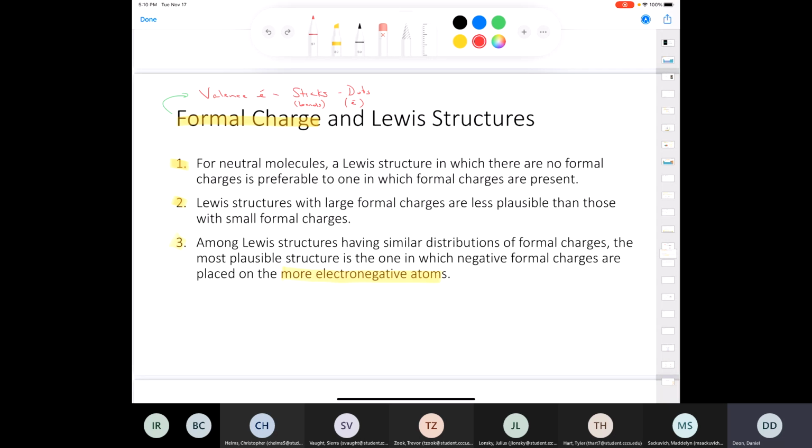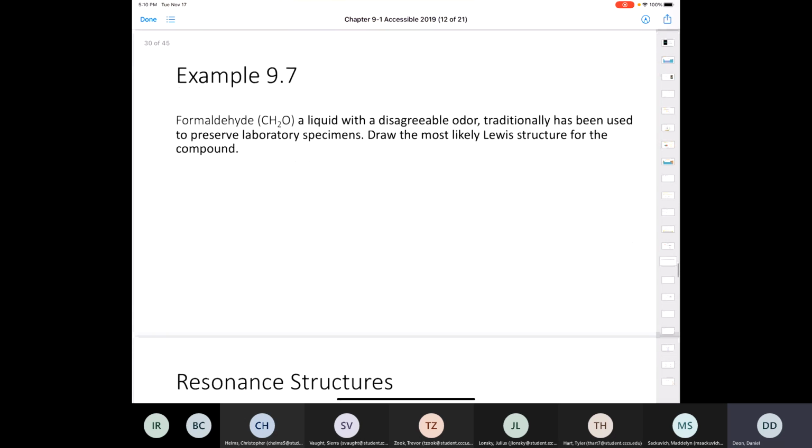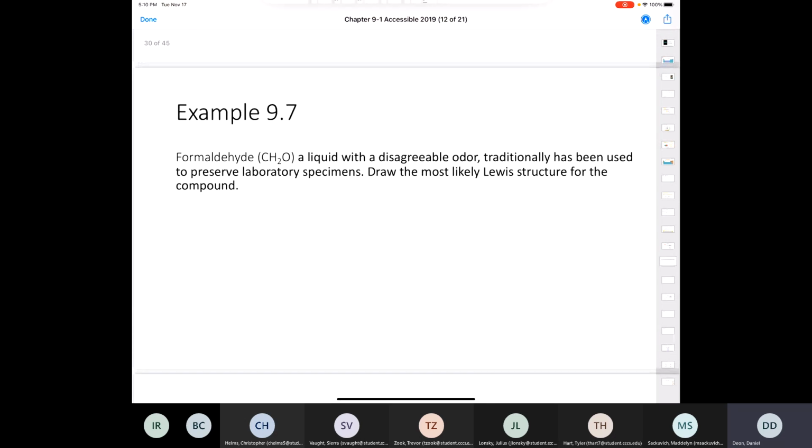So let's take a look at the example of formaldehyde. It says formaldehyde, CH2O, is a liquid with a disagreeable odor. Traditionally, it's been used to preserve laboratory specimens. Draw the most likely Lewis structure for the compound. Well, the first thing we're going to do is tally up the total number of valence electrons in CH2O. Carbon is in group 4A, so it's got 4 valence electrons. Hydrogen has 1 valence electron, but there are 2 hydrogens. And oxygen has 6 valence electrons. When I tally all of that up, I get a total of 12 electrons.